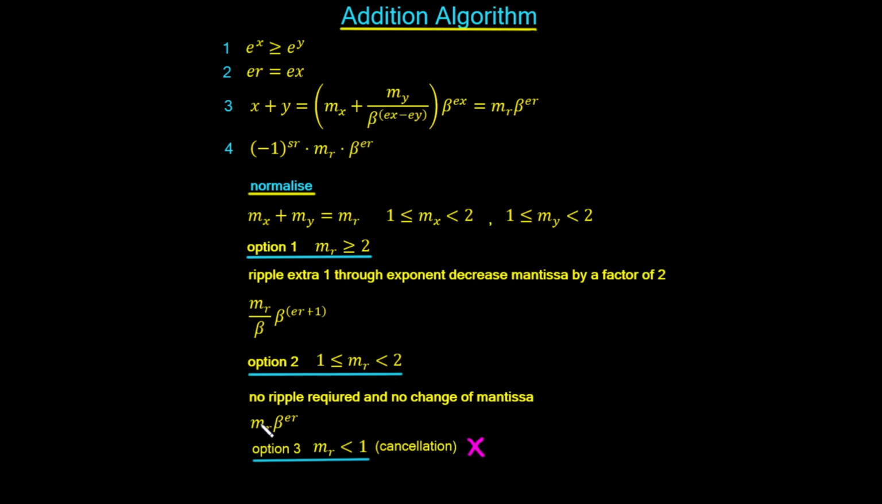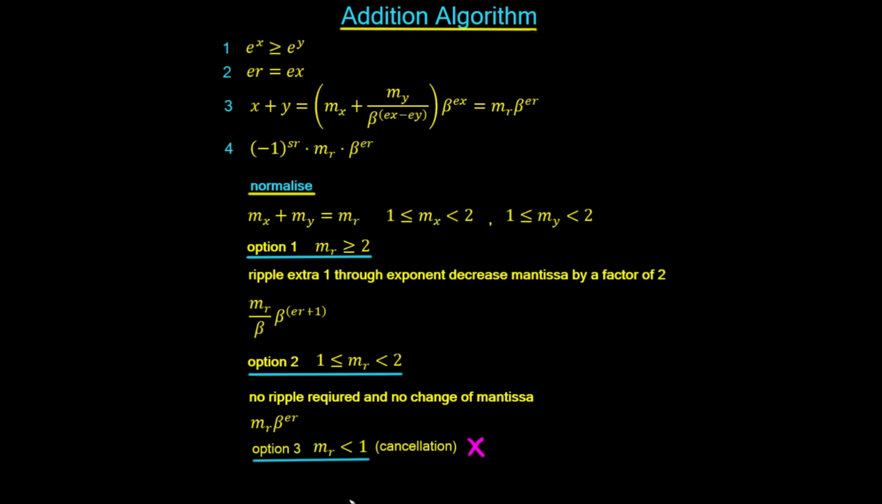Now the other option that we can look at here is option 3, where the mantissa for the result is less than 1, in which case we would get cancellation. But this is never going to occur whenever we are performing this addition, because we're never ever going to get a number that's going to be less than 1, because this number here is between 1 and 2, this number here is between 1 and 2. Whenever we do the addition, we can never get a number that's going to be less than 1. So this just doesn't occur.